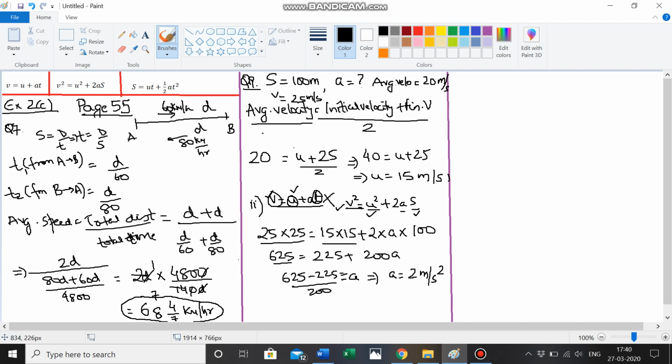Let's move on to the next question. The next question I'll do with you is question number 10. Let's read the question. Question 10 says, when brakes are applied to a bus, the retardation produced is 25 centimeter per second square. So retardation is given, which means acceleration is equal to negative 25 centimeter per second square. Bus takes 20 seconds to stop. So time is given equal to 20 seconds. Calculate the initial velocity of this bus and the distance traveled.